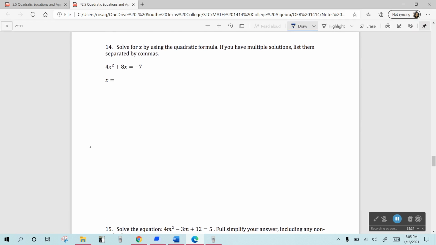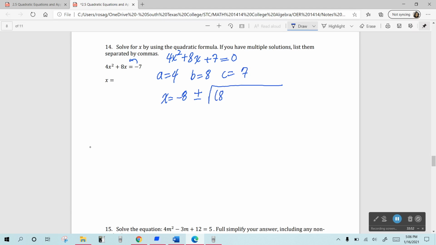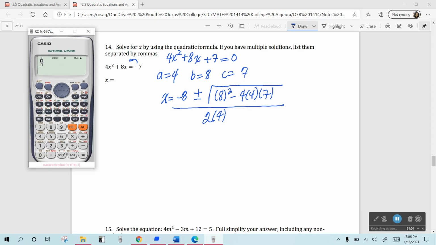Now for this one, again, I suggest you pause the video, do it on your own, and then come back and check the answers. Make sure you set it equal to 0 first. So I'm going to move the 7, and it becomes plus 7. So A is still 4, B is the same, but C should be positive 7. Then when I plug it into the formula, it looks something like that. Then I'm going to plug it in the calculator.